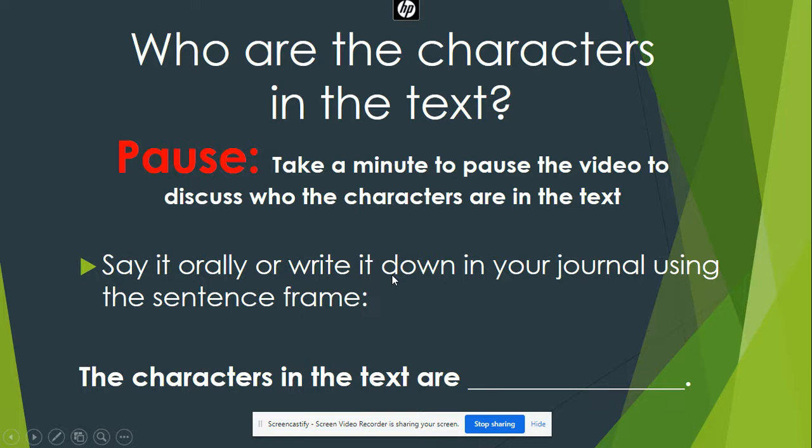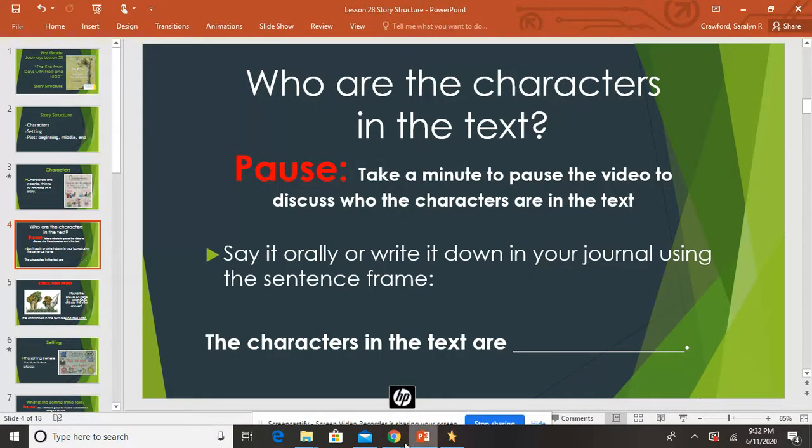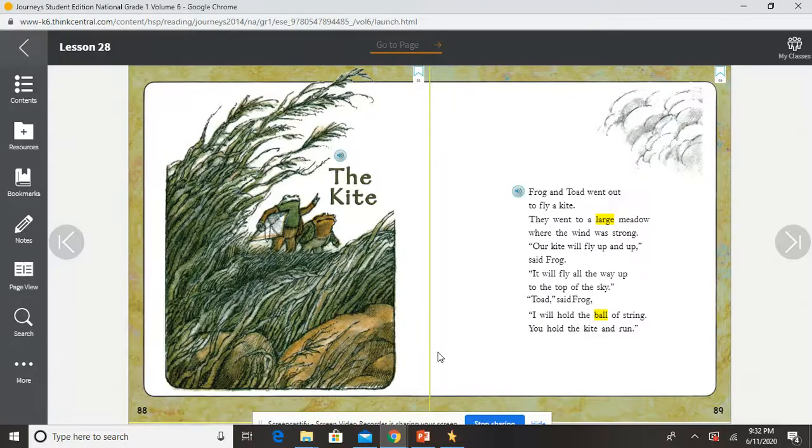Who are the characters in the text, The Kite? You can say it orally, you can write it down, or you can draw a picture. But what I would like you to do is get out a piece of paper, you can use your journal, and a pencil, and I want you to write down the sentence frame. The characters in the text are, and like I said before, you can draw a picture, write it, or say it orally.